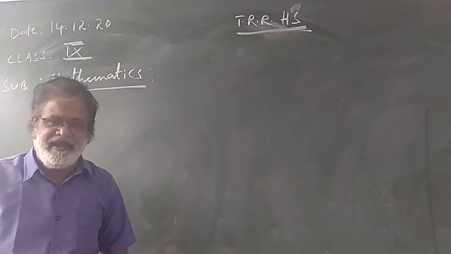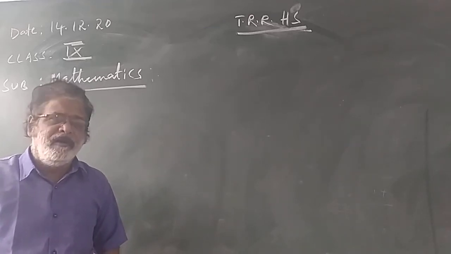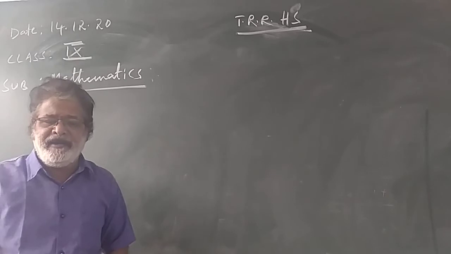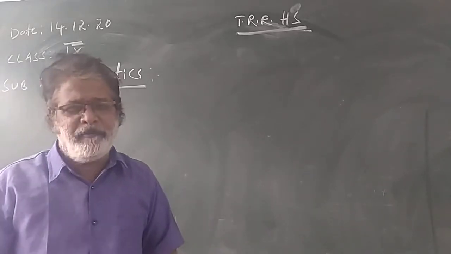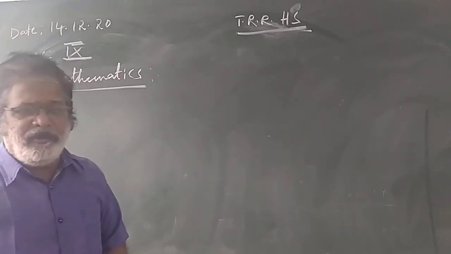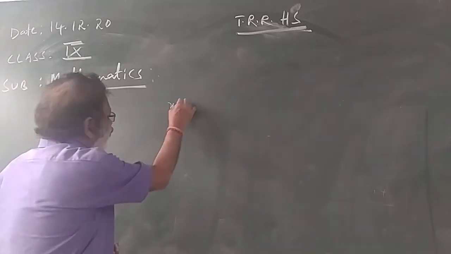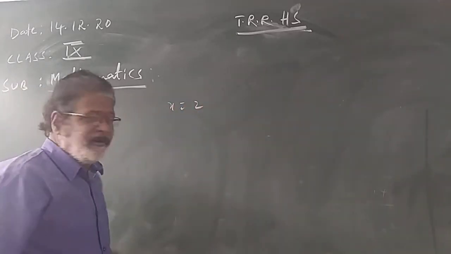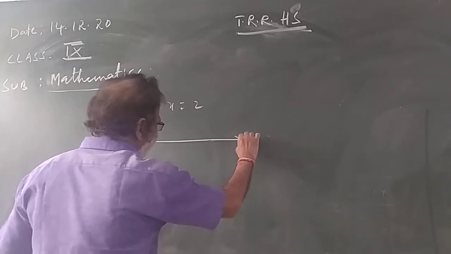In the last class, I explained the representation of the graph on the number line and the Cartesian plane. You know that. For example, x is equal to 2. How do we represent it on the number line? I'll revise once again.